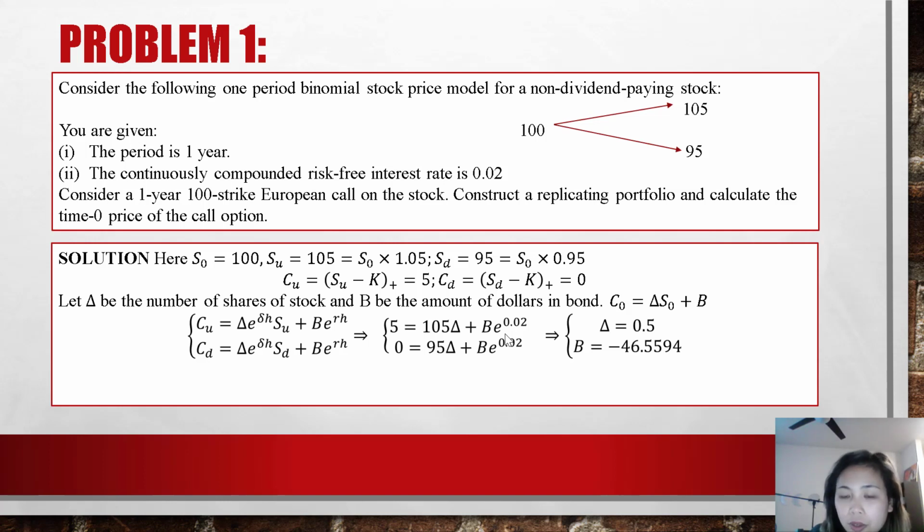In this portfolio, we have 0.5 shares of stock, and we have negative $46.5594 in the bond amount. So the time 0 price of the call option should be C0 is equal to delta S0 plus B. So C0 is 0.5 times 100 minus 46.5594. We got C0 is 3.44. That's the answer.